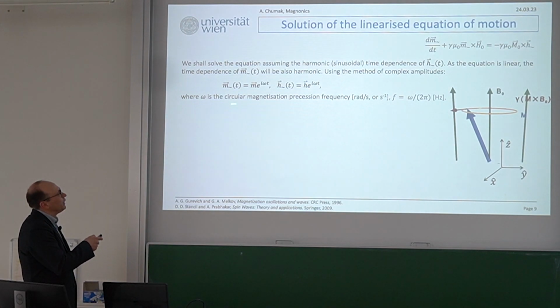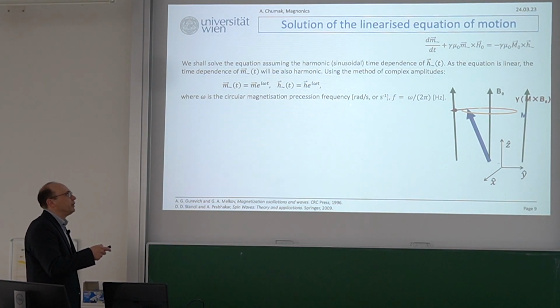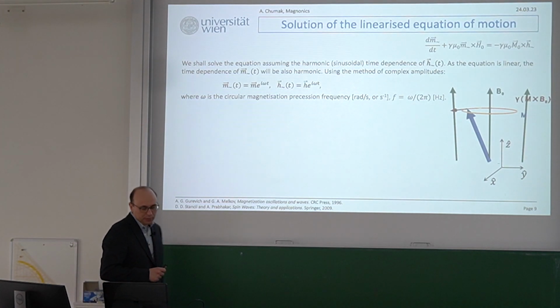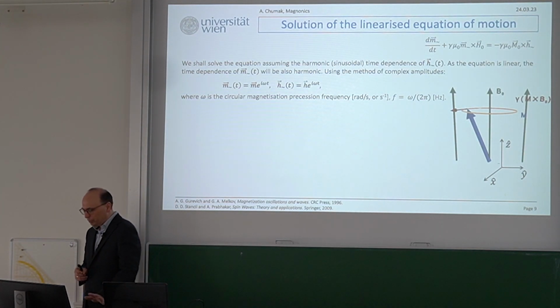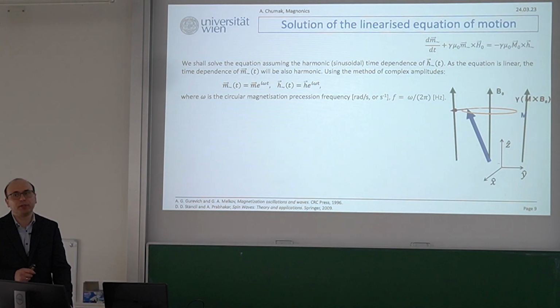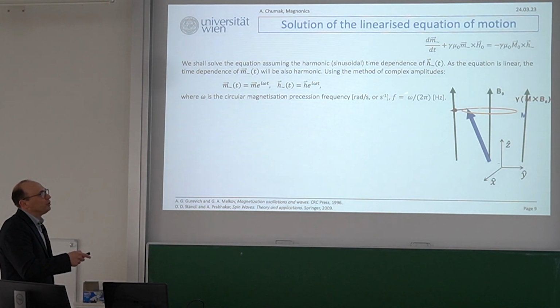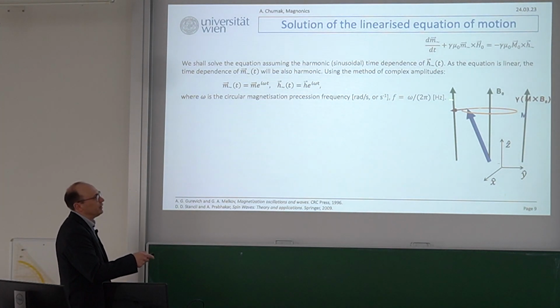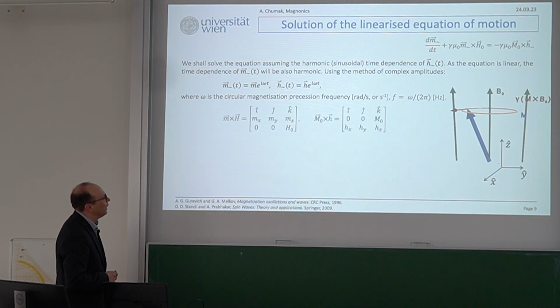Pay attention that omega is a circular frequency, which is measured in radian per second, or second to the power minus 1. Please do not mix it with frequency, which is measured in hertz. If you want to work with hertz, you need to operate with linear frequency f, which is omega divided by 2 pi, and this one is measured in hertz.